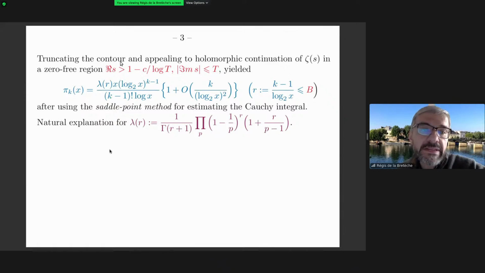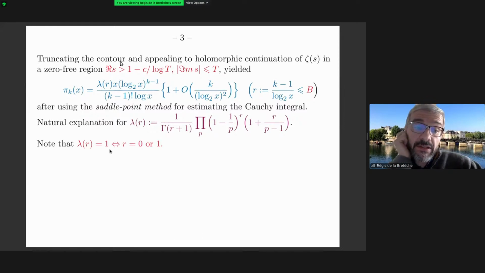So this is a very efficient method, and it's a way to explain why you find this factor lambda of R. Of course, because you find it studying the Dirichlet series of z power omega of n. So please note that if R equals 0 or 1, you have lambda of R is 1.